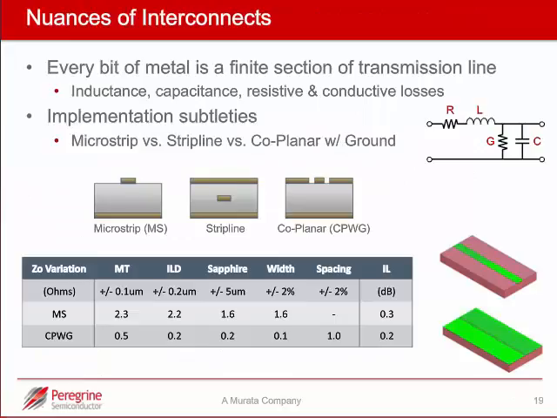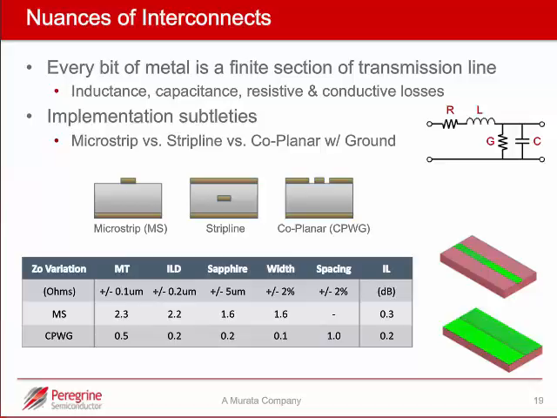Now going into a few metrics, as we get into high frequency, the nuances of interconnects becomes a bit of a challenge because every bit of metal has a finite transmission line effect due to it, and they begin to add up and become prominent factors in the design. So we have a finite inductance and capacitance, a series inductance, shunt capacitance, and then resistive and conductive losses associated with them. So there are a number of implementation subtleties, and what I'm showing here is a microstrip architecture and then a strip line and a coplanar. Because of the embedded nature of strip line, that lends itself more to a laminate solution and not a semiconductor solution, so I'm going to focus on microstrip and coplanar.